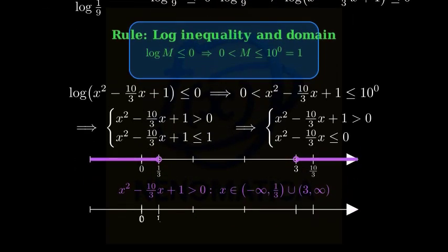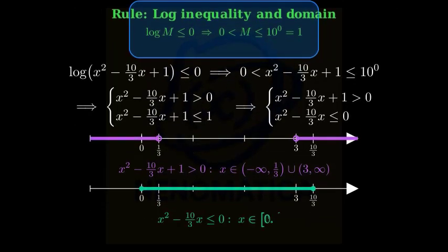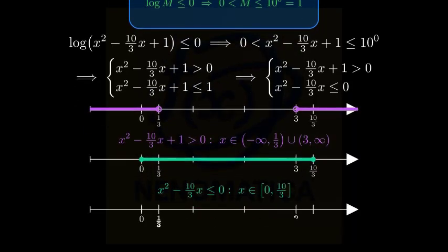Step 6. Solve the second inequality x times the quantity x minus 10/3, less than or equal to 0. We highlight the interval from 0 to 10/3 inclusive. Step 7. Intersect the two solution sets. The overlap is from 0 up to, but not including 1/3, and from just above 3 up to 10/3 inclusive.